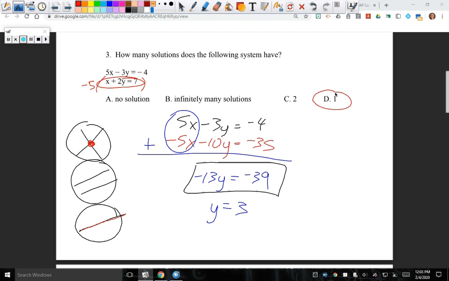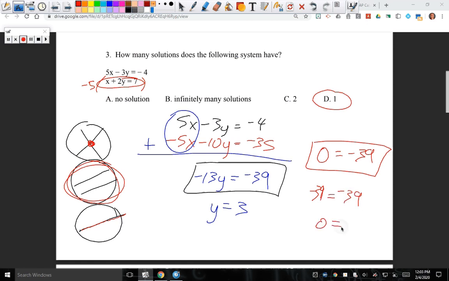If I didn't have this y left over, and they both canceled out, let's say it was 0 on the left and it was negative 39 on the right, is this a true statement? So if I ended up with something like this, it would have been no solutions. You with me? Or if I ended up with negative 39 on the left side and on the right side, or I had 0 and 0, are those true statements? Yes. So then it would have been infinitely many. Don't do too much work if you don't have to.